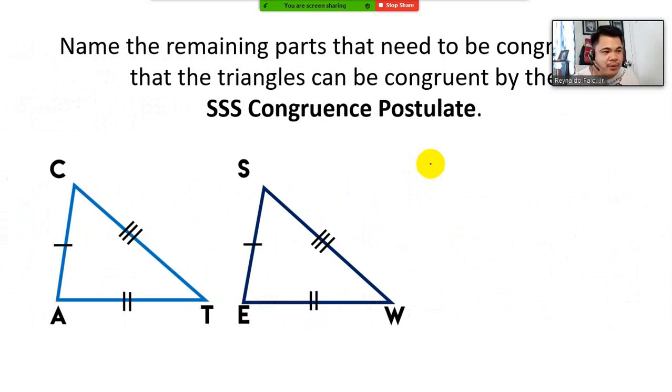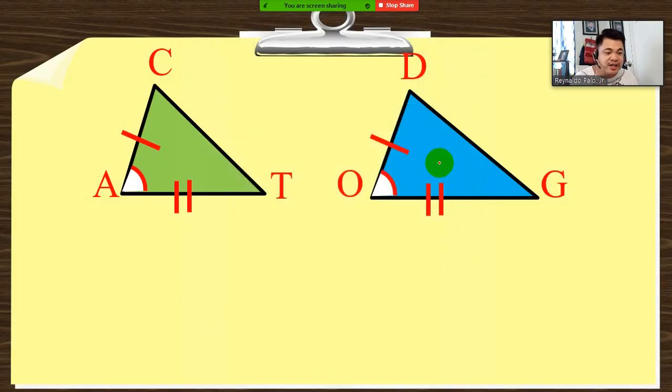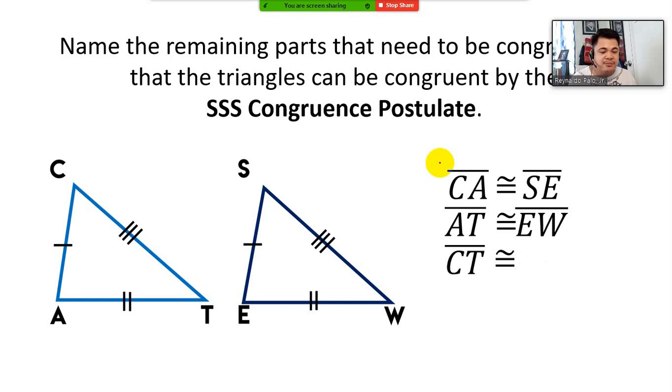Name the remaining parts that need to be congruent so that the triangles can be congruent by the SSS congruence postulate. Segment CA is congruent to segment SE. Segment AT is congruent to segment EW. And then segment CT is congruent to segment SW. Alright, so if that's the case, we can say that triangle CAT is congruent to triangle SEW. Right? So I do hope that you can follow.